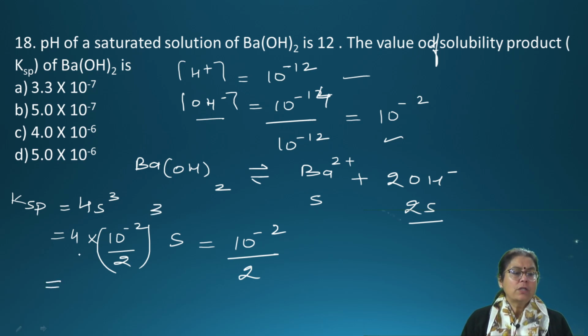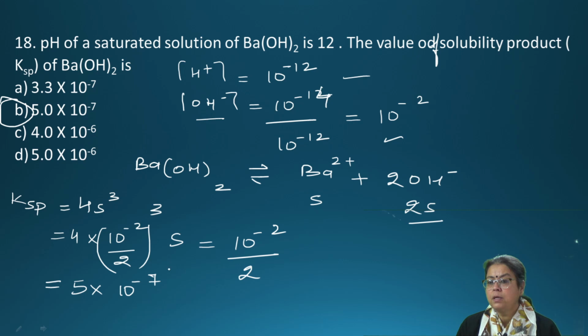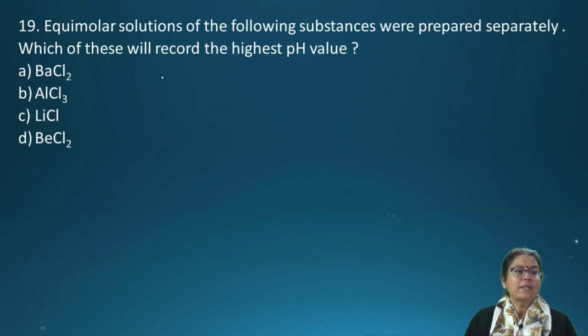ठीक है? So this will become equal to how much? 5 into 10 raised to power minus 7. Correct option over here is going to be B. ठीक है? Let's go on to next question.